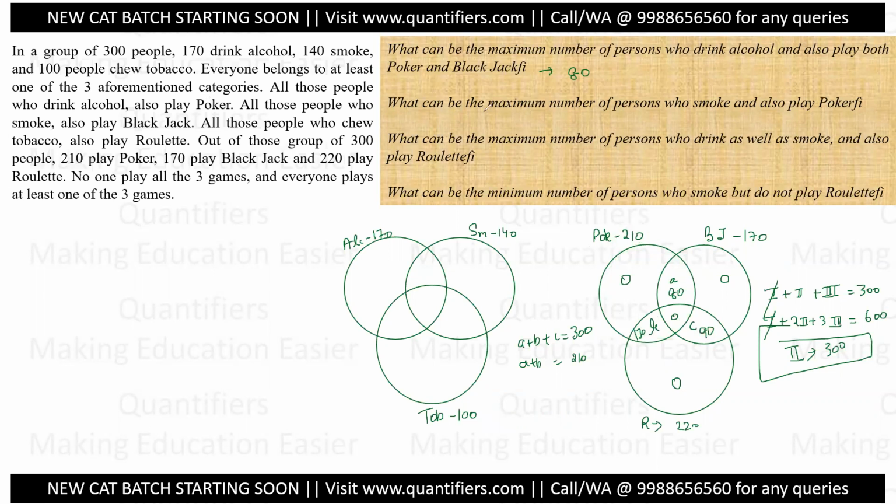Now, what is the maximum number of people who smoke and also play poker? I know that all the people who smoke are in this category, that is blackjack category. All right. So these 140 people are here and I want these people to be playing poker. So what can be the maximum number of it? 80 only, because only 80 people can be common with this. All right. Is that clear? Yes or no?